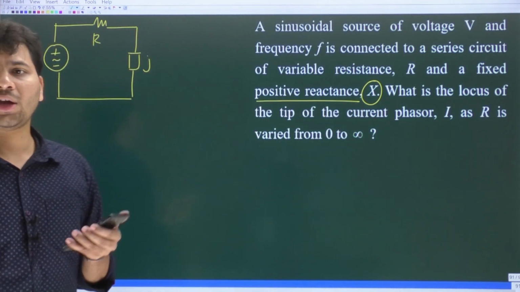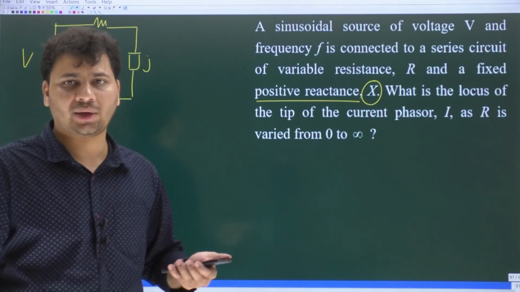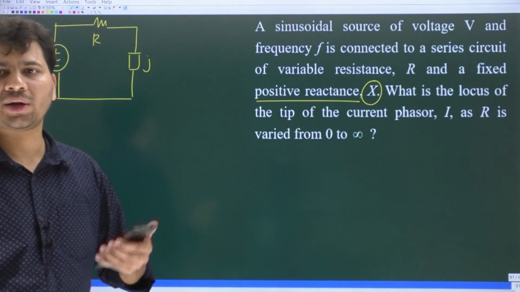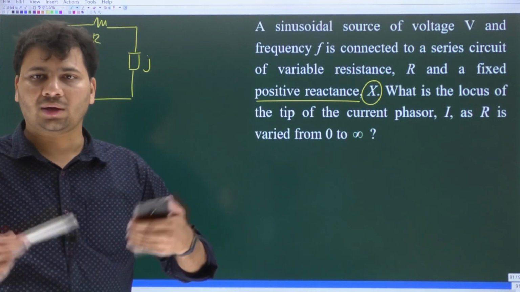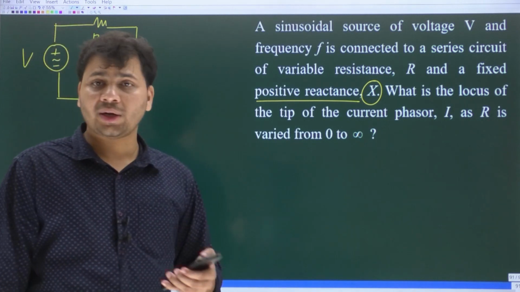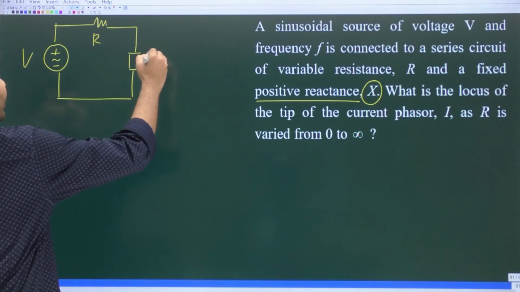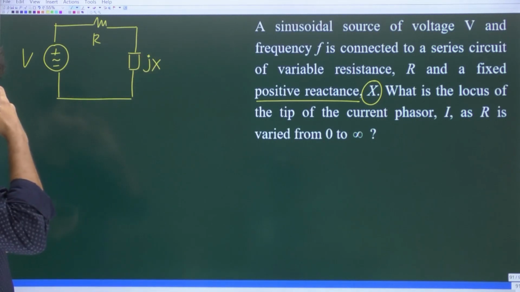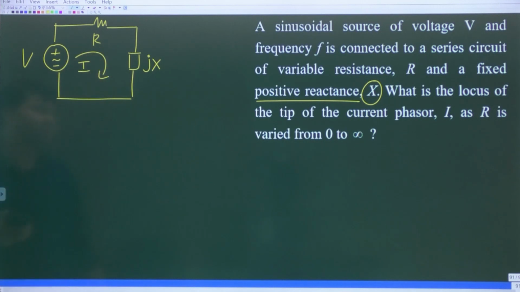Positive. So if any element has got only reactance, then the impedance would be j times the reactance, because in general the impedance would be R plus jX. But if it's a reactive element, then R is going to be 0. Then the impedance is simply going to be j times the reactance. Okay. So let me write the impedance of this element as jX. Okay. And the loop current, let it be capital I.